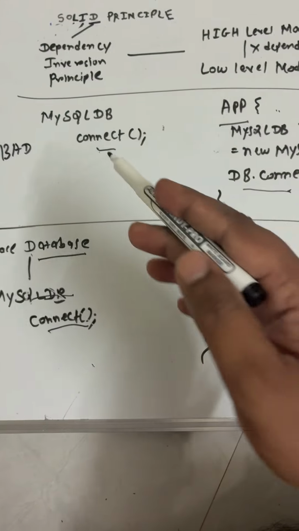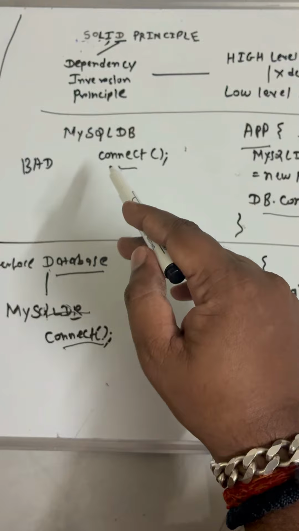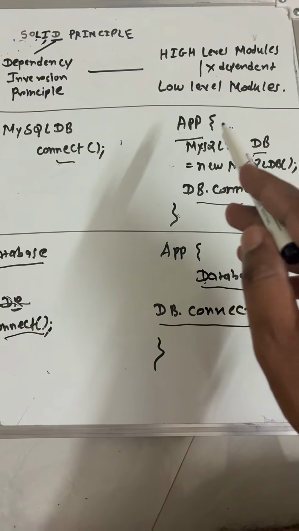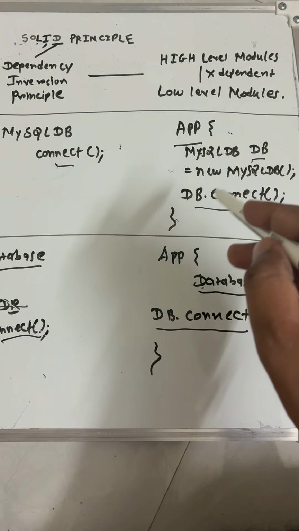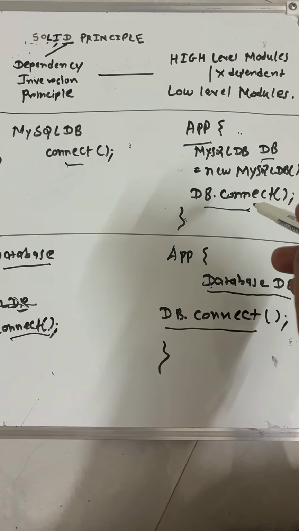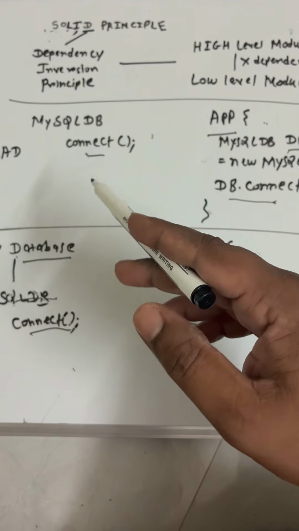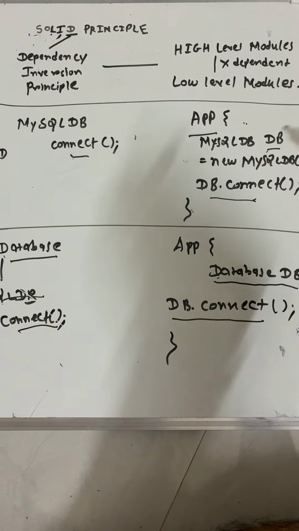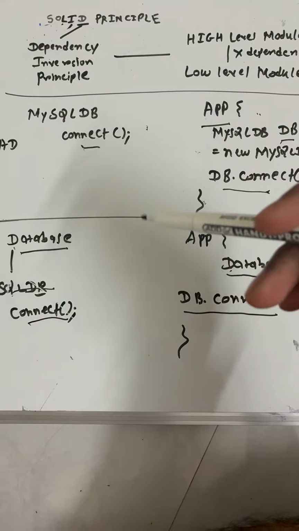So this is a bad example for this. Let's assume I have one class named MySQLDB, and there is a connect method defined within the MySQLDB class, and there is my application which is just creating the MySQLDB instance and then calling the connect method. The problem over here is that tomorrow my application decides to go with something else like PostgreSQLDB, then in that case we need to modify the application code. That's not acceptable.